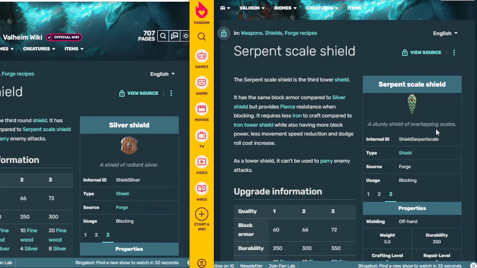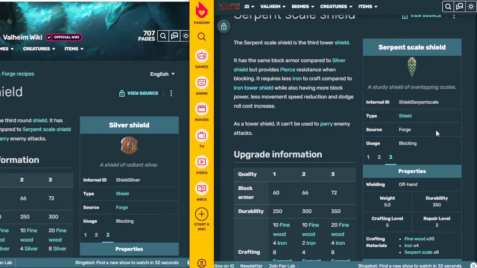So the Serpent Scale Shield became irrelevant in that case. And so, they changed it. They made it lower block value, however, resistant to pierce. And now, not only is this good to have, or so I thought, good to have really early for the swamps, because of Draugr Archers and Elite Draugr Archers, but also good for the plains, because Deathsquitos, you've got Fuling Spear Throwers, all of which are really fantastic to have Pierce Resistance for.